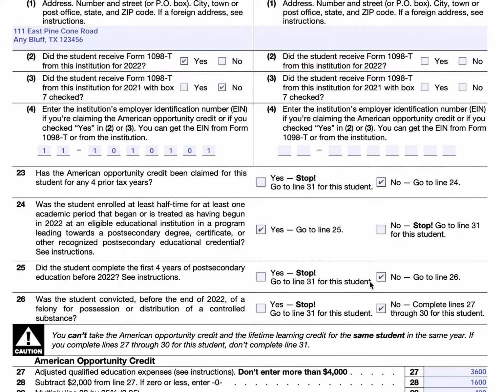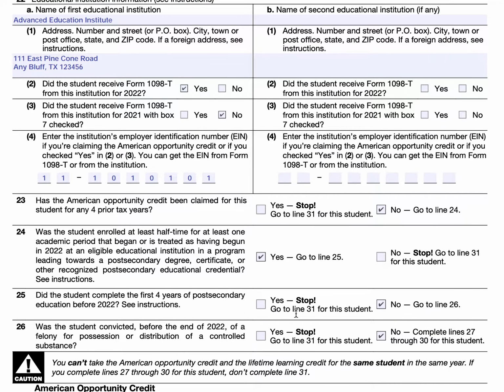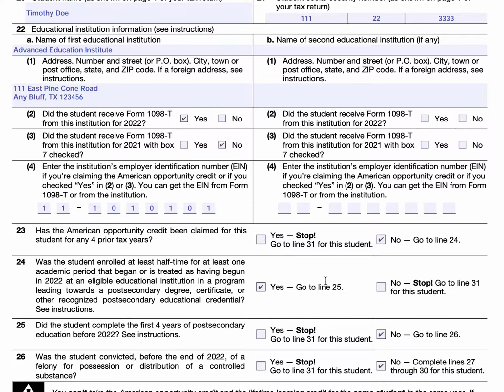So if you're only claiming the lifetime learning credit, this is a fairly straightforward form. Like most of the rest of this information is for the American Opportunity Tax Credit. But we'll go into line 24. This basically says, hey, did this student meet the at least half-time criteria? Line 25, did they complete 4 years of post-secondary education?